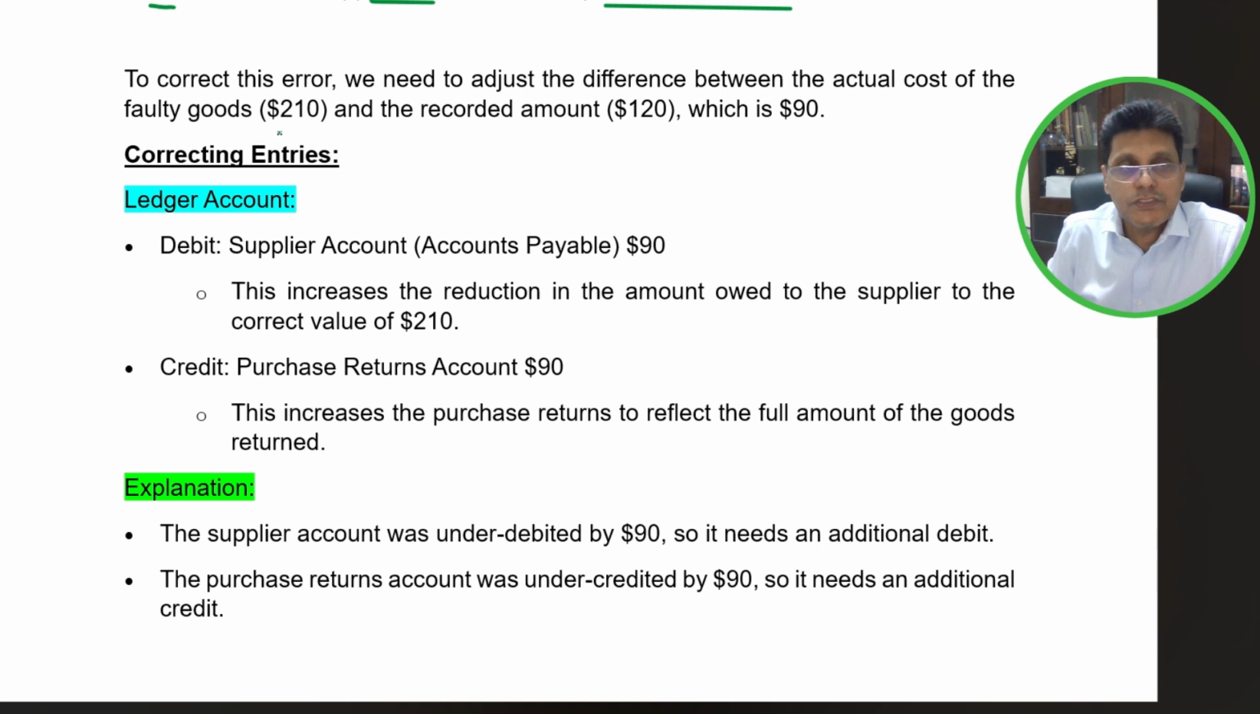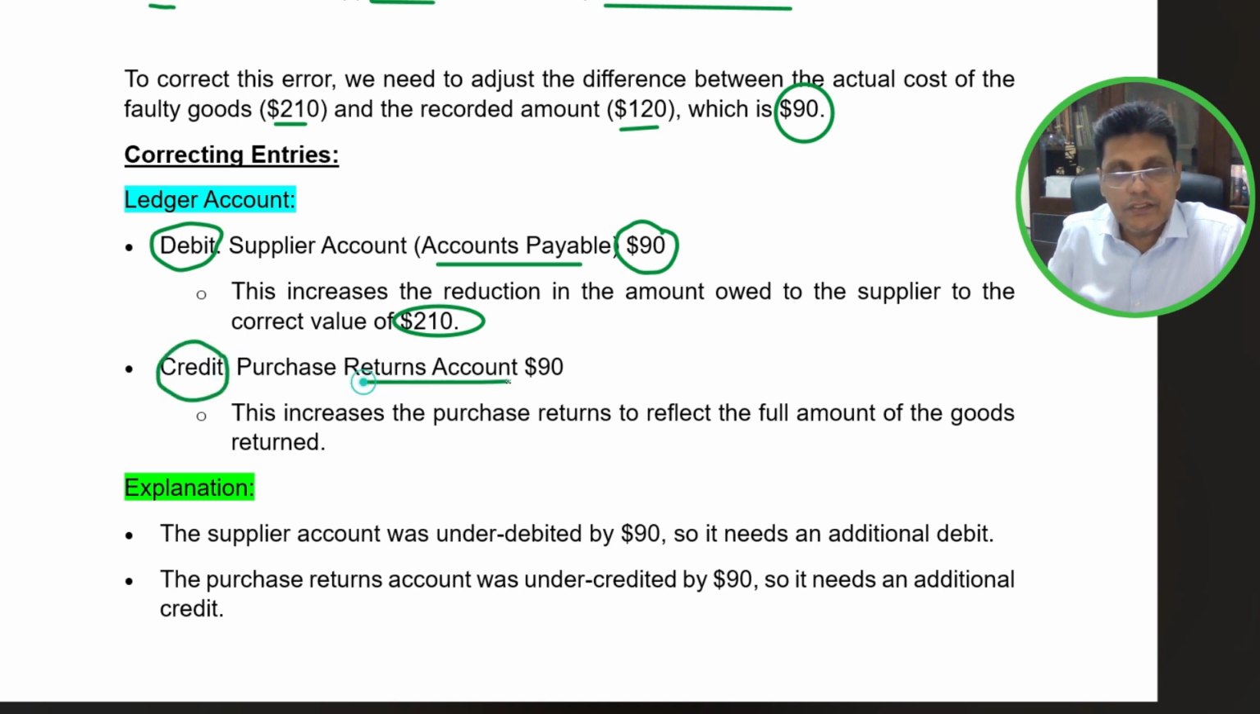cost of the faulty goods, which is $210, and the recorded amount of $120, which is $90. So the correcting entries will be, you need to debit the supplier account or the accounts payable account $90. So this increases the reduction in the amount owed to the supplier to the correct value of $210. Then you need to credit the purchases return account by $90. This increases the purchase returns to reflect the full amount of the goods returned.